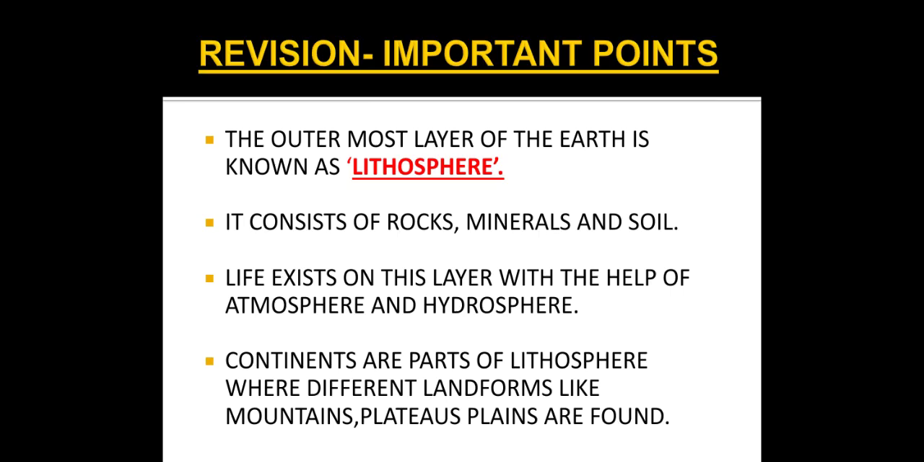So, with the beginning revision, important points, we studied that the outermost layer of the earth is known as lithosphere. It consists of rocks, minerals, and soil, and life exists on this layer with the help of atmosphere and hydrosphere. As I had told, because the air and water is there, we are able to survive here. Continents are parts of lithosphere where different landforms like mountains, plateaus, plains are found. So on lithosphere, we can find all these mountains, plateaus, and plains.